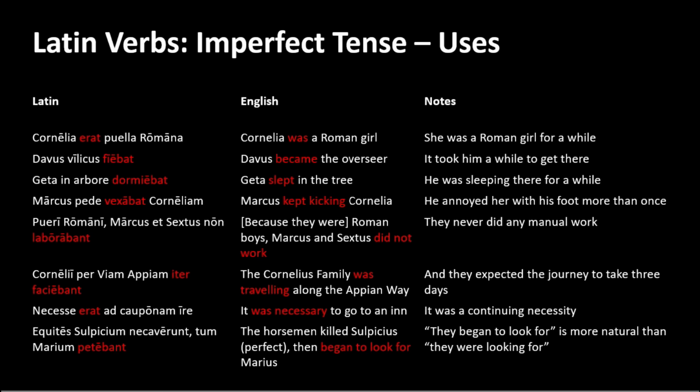Here's a sentence I've adapted from Velleius Paterculus. Equites Sulpicium necaverunt, tum Marium petebant. The horsemen killed Sulpicius, and that's in the perfect tense. They killed him, an immediate act, cut his head off, stuck it on a pole, that sort of thing. And then it isn't that they were looking for Marius, they began to look for Marius. You would best, I think, translate that petebant as a continuous tense with a beginning. They began to look for Marius.